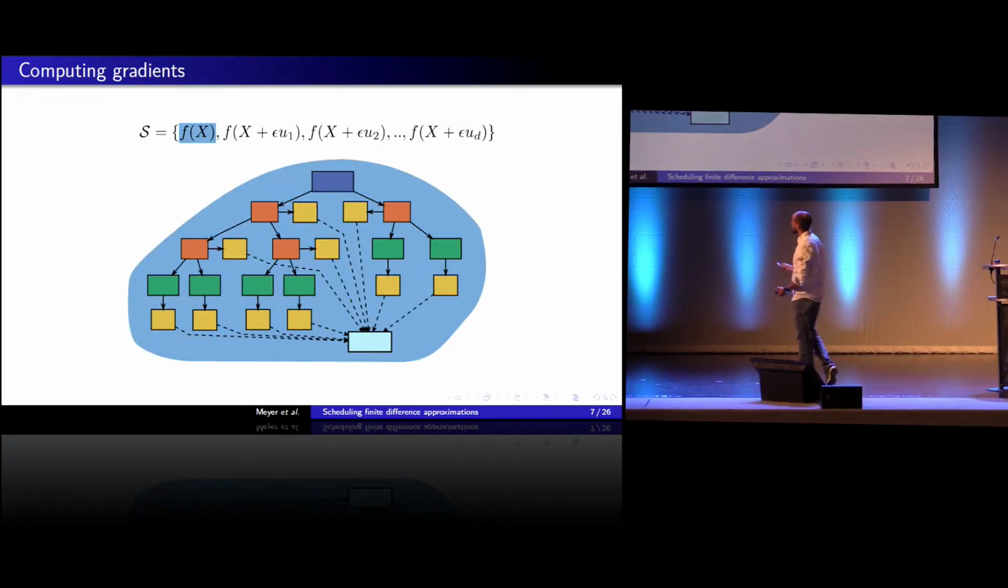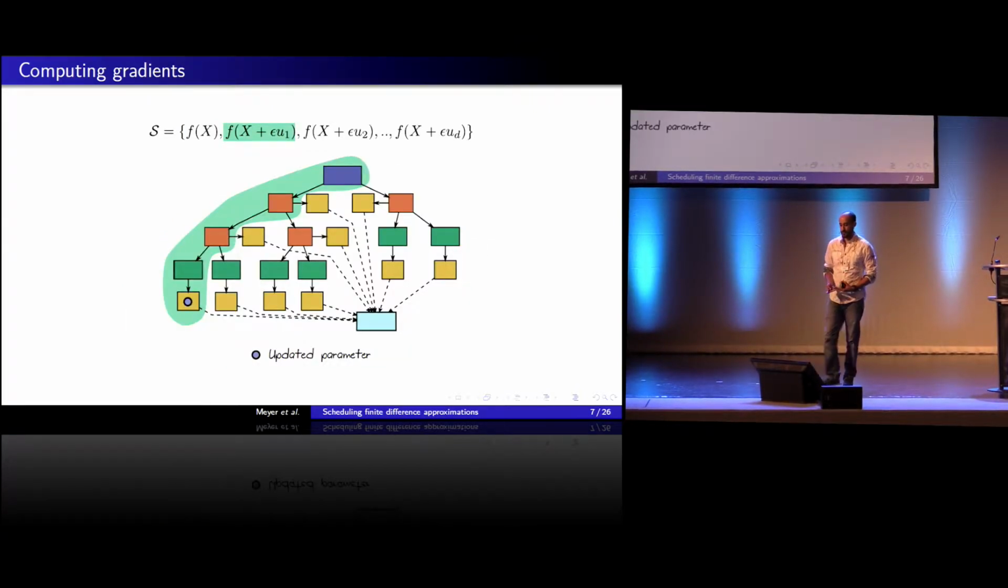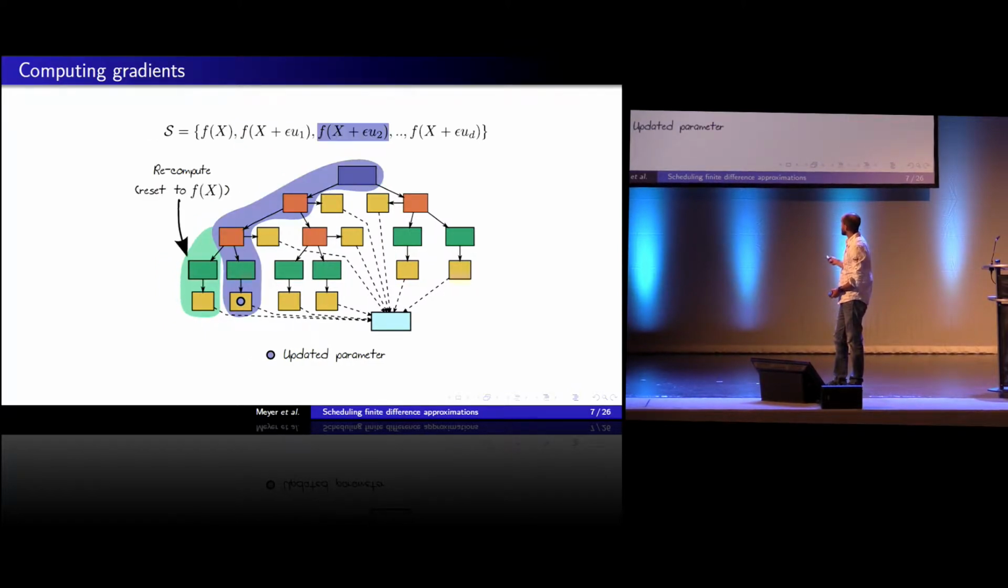So again, we compute the full function. And then we compute the first update. I will call that an update. And then we have to compute the next update and to recompute these nodes to put them in the previous state. So instead of reloading from the copy that we had before, we're going to just recompute this node to put them back to the initial value of f of x. So for the remaining of the talk, I will call that a reset operation and that an update operation.